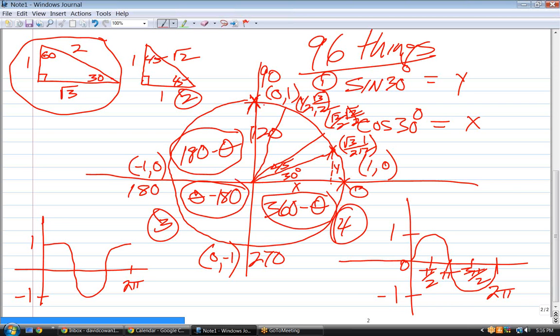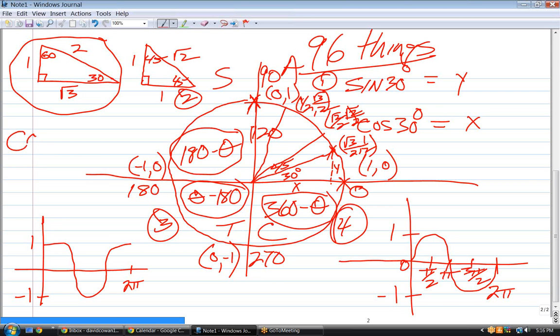And finally, all students take calculus. What that means is that all 6 trig functions are positive in the first quadrant. Sine is the only positive one in the second, tangent in the third, cosine in the fourth.